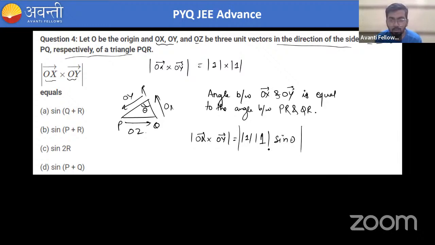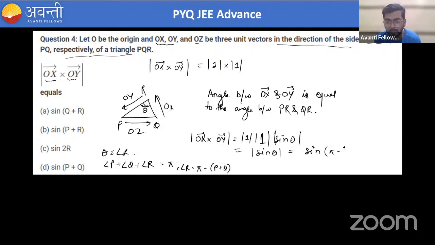So mod of this. So we know that mod of sine theta. What is sine theta first of all? Let us say that theta is equal to angle R. So we know that angle P plus angle Q plus angle R is equal to pi. So angle R will be equal to pi minus P plus Q, right? So I can put here sine of pi minus P plus Q and modulus of this. So sine of pi minus theta is always equal to sine theta. So I write sine of P plus Q. So sine of P plus Q is the answer to the question.